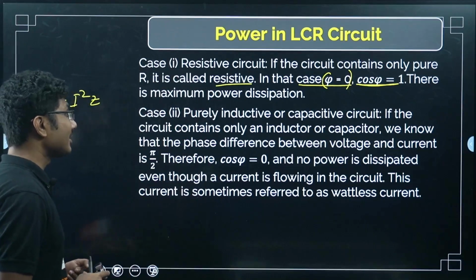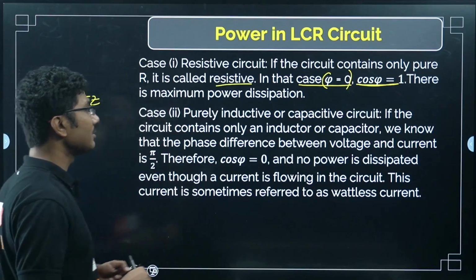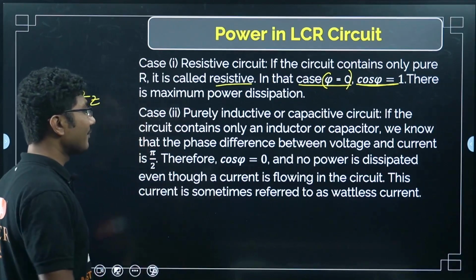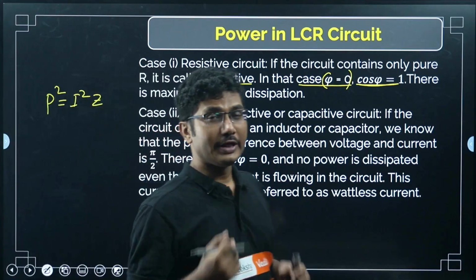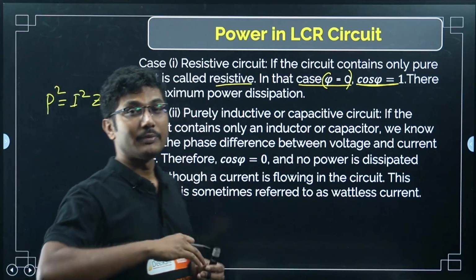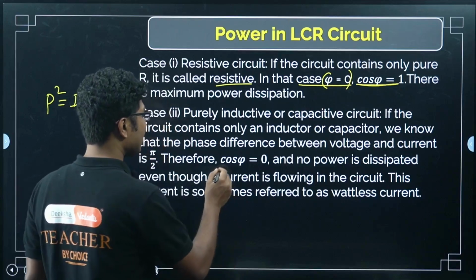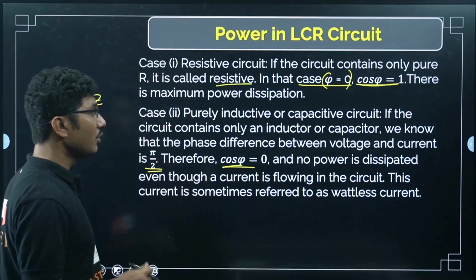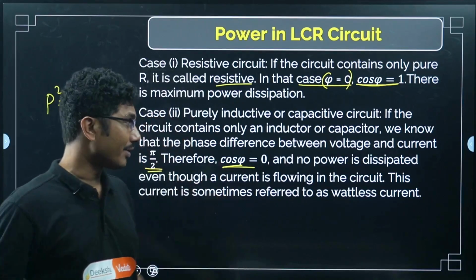Let's check the next observation: purely inductive or capacitive circuit. If the circuit contains only an inductor or capacitor, we have solved that in our yesterday's class. In case of purely inductive and purely capacitive circuits, as we have seen in yesterday's class, the phase difference between voltage and current is 90 degrees. So 90 degrees means cos phi is 0. If the phase difference is pi by 2, then cos pi by 2 is 0. So no power is dissipated. So in purely inductive and purely capacitive circuits, no power is dissipated.